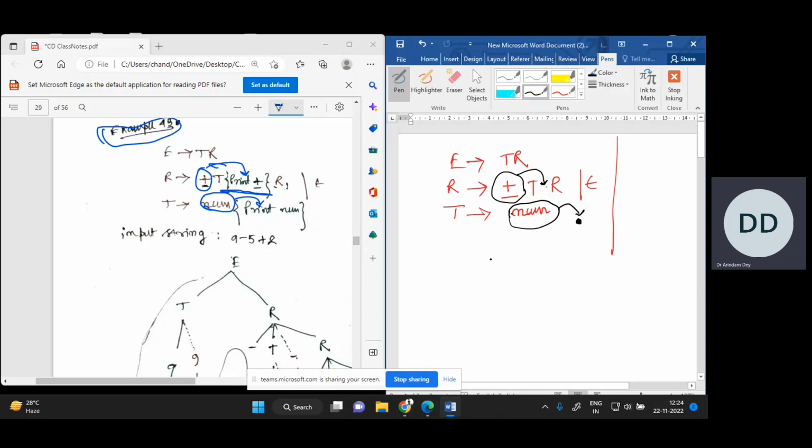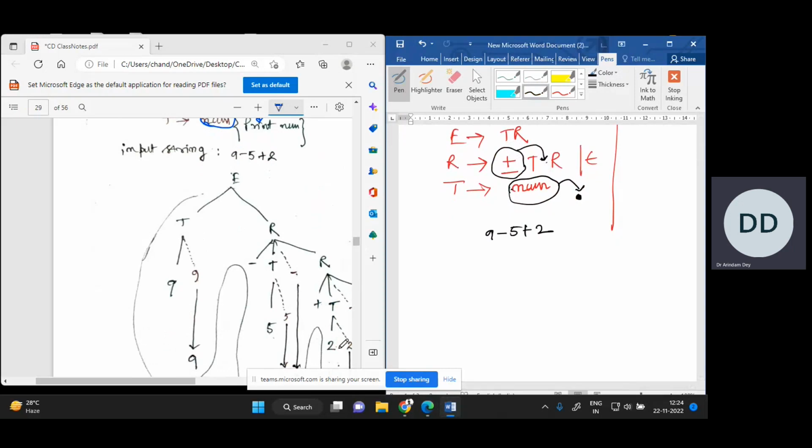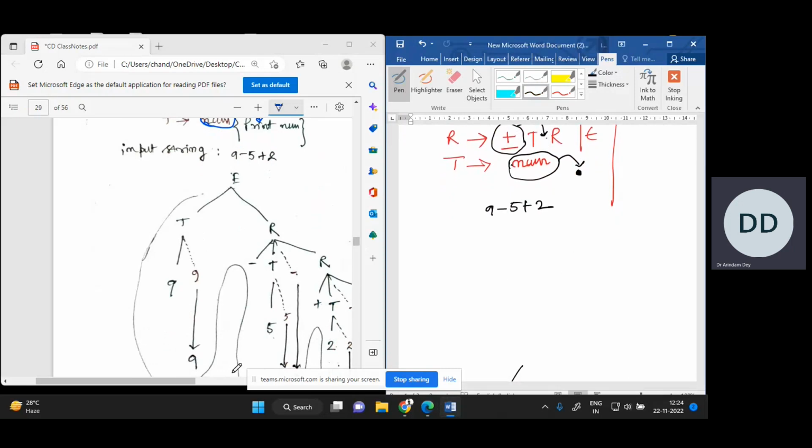Now let us form a tree for 9 minus 5 plus 2. This is the expression given, correct? For this expression, I have to use the production rules and subsequently form a tree. Okay. Now let's see how the tree is being formed.